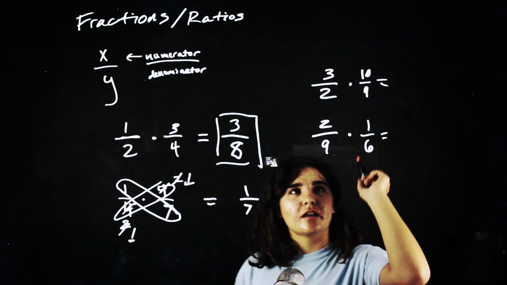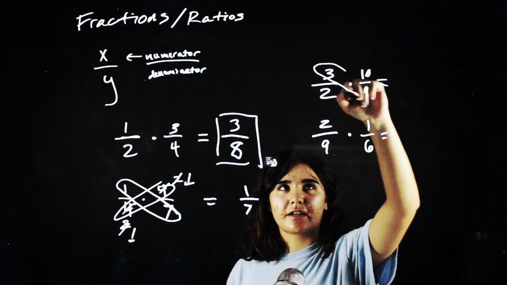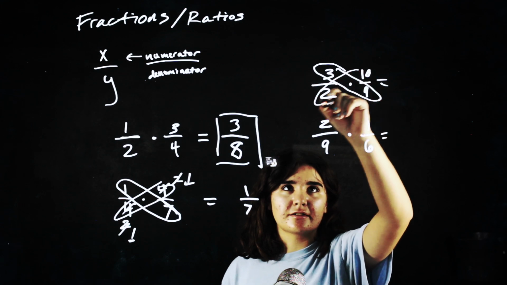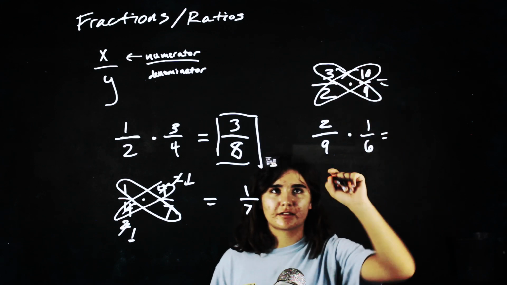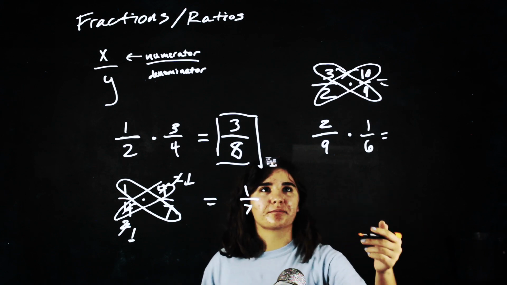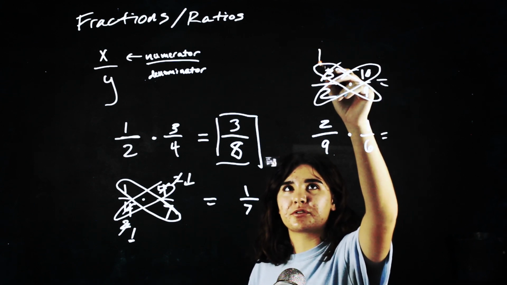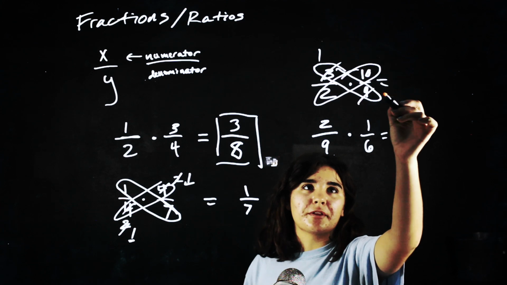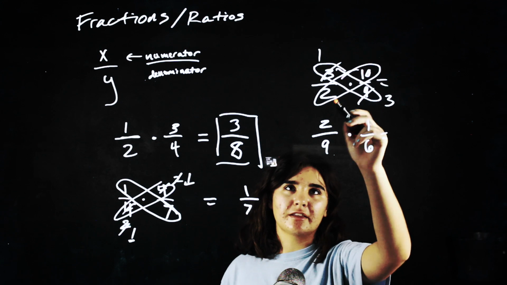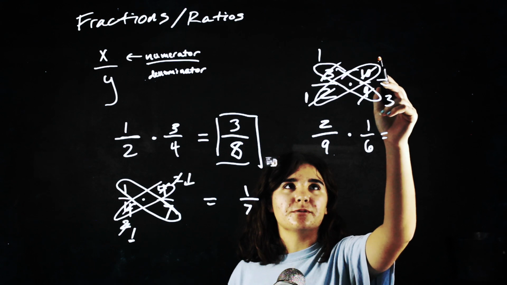Okay, so in this case, 3/2 times 10/9, we can do the same thing. We're going to cross-cancel because we recognize that 3 and 9 have common factors, as do 2 and 10. Factors meaning things that go into both of them. You can divide both of them by something. You can divide both 3 and 9 by 3, right? Because 3 divided by 3 is 1, and 9 divided by 3 is 3. And you can also divide 2 and 10 by 2. 2 divided by 2 is 1, 10 divided by 2 is 5.